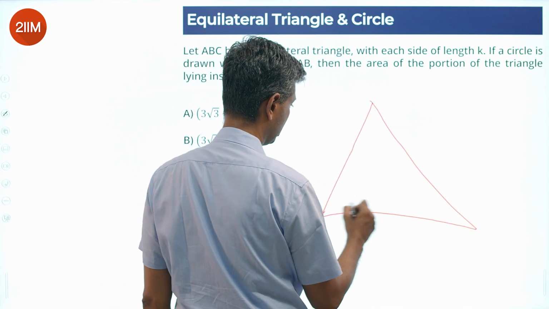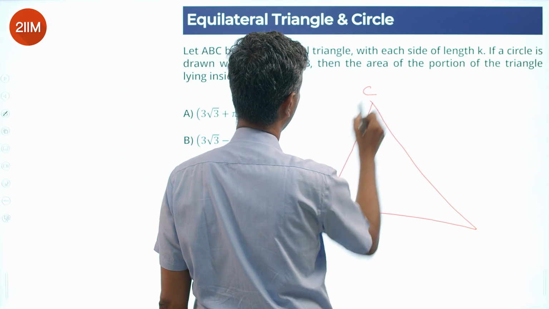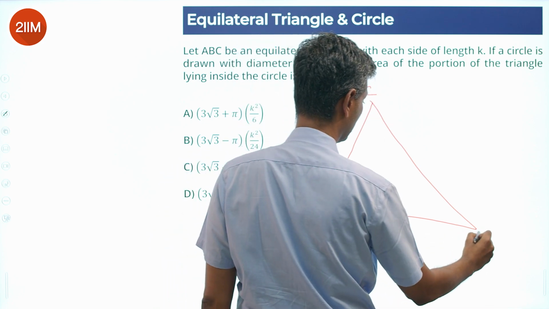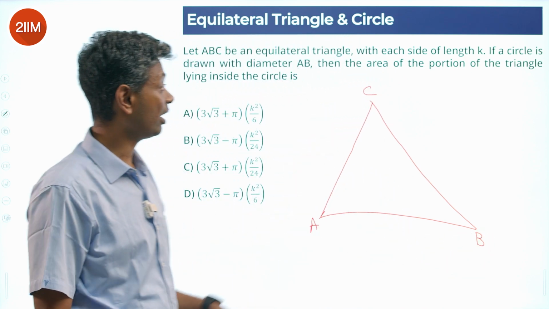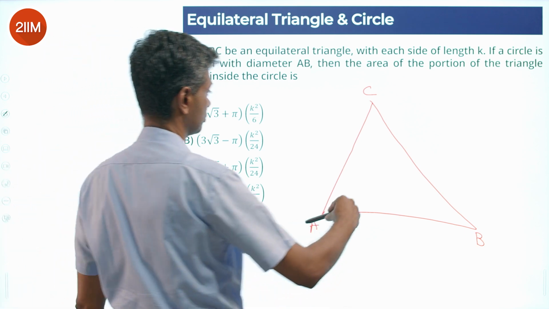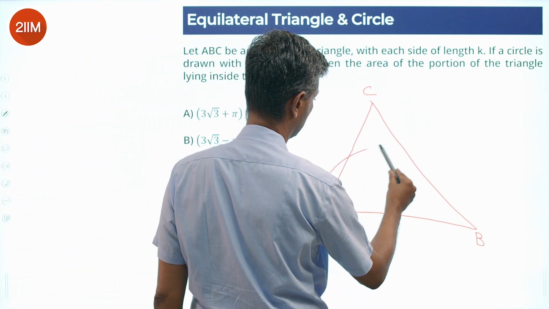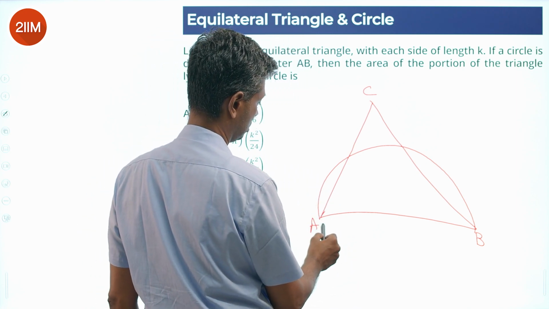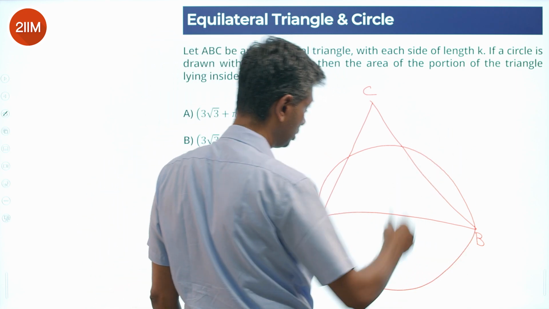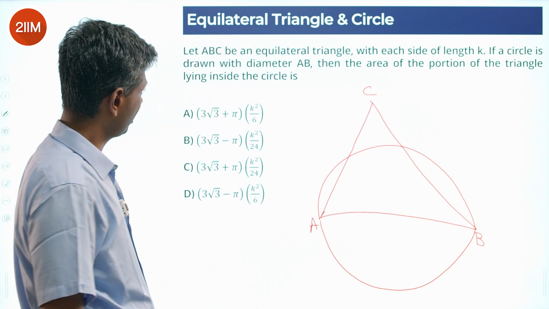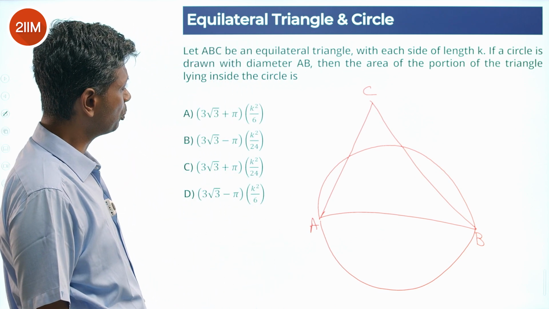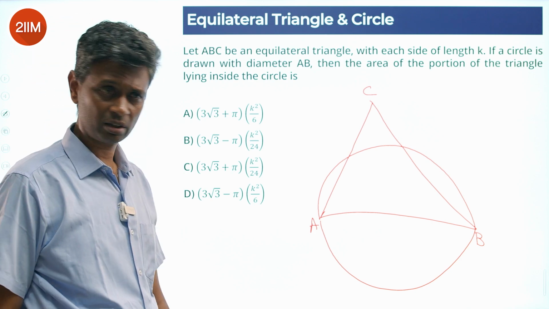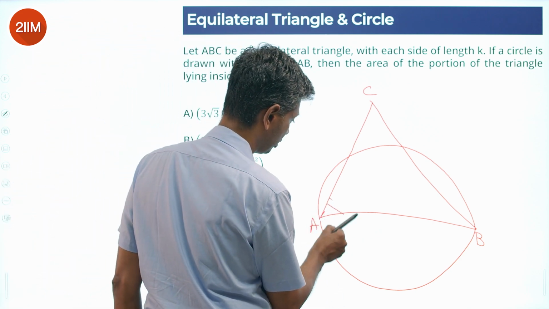Side K. I'm going to put C here to make my diagram simpler. Usually I like putting A there, but here the diameter is AB. Then draw a circle. If a circle is drawn with diameter AB, the area of the portion of the triangle lying inside the circle is... So we want to find this area.